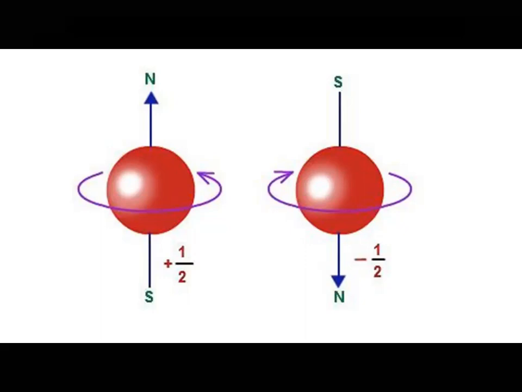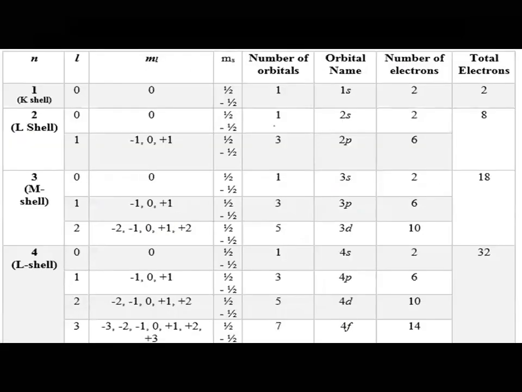So we discussed the principal quantum number denoted by symbol n, the azimuthal quantum number l, the magnetic quantum number m, and the spin quantum number s. You can see here, n represents the energy levels, l the subshells, m the orientations, and s the spin of the electron. All the quantum numbers are related to one another.